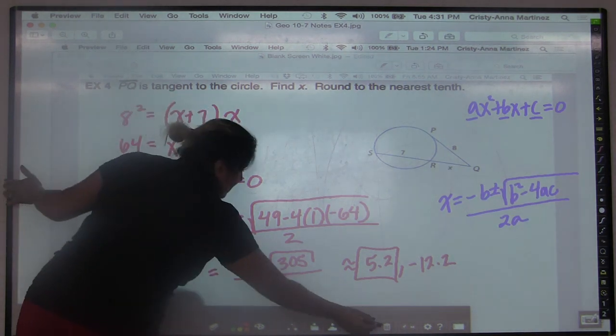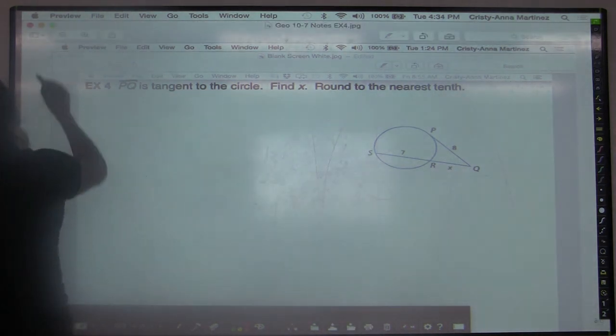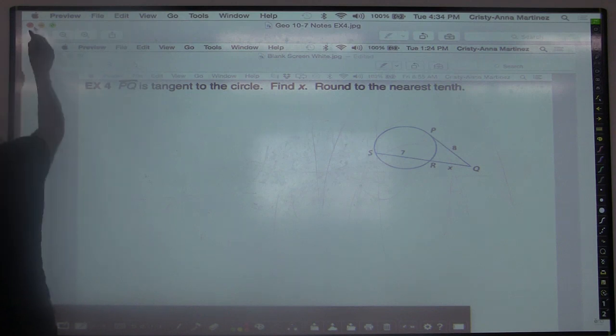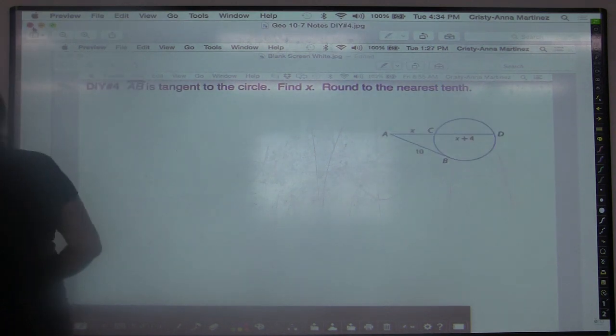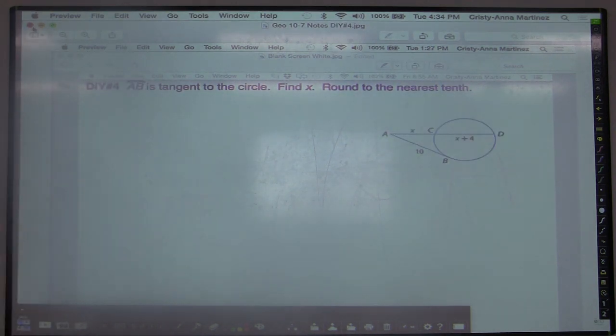And so I am going to now put your do-it-yourself number 4 question up here for you to do. And once you have completed this do-it-yourself question, you will have completed your notes for this lesson.